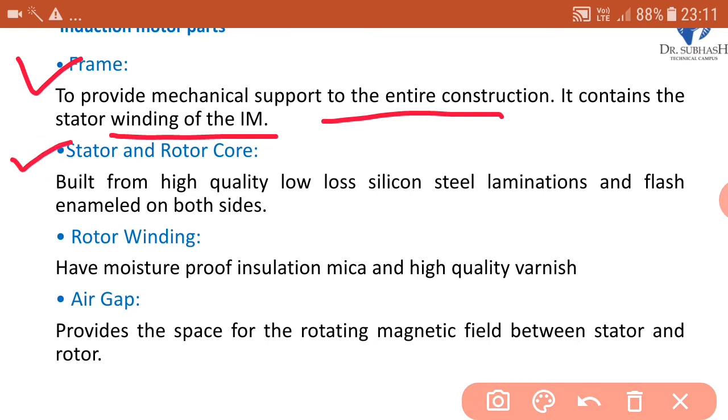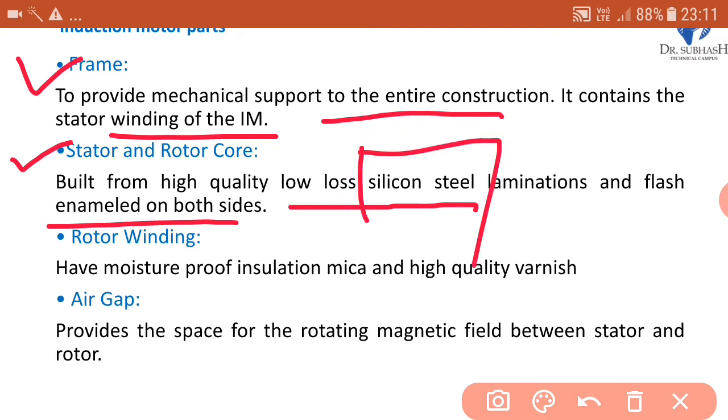It is built from high quality, low loss silicon steel laminations, flash enameled on both sides. So the core is made from silicon steel. We have to keep this in mind: this is the material used for the core. Now the rotor winding has moisture proof insulation, mica and high quality varnish.